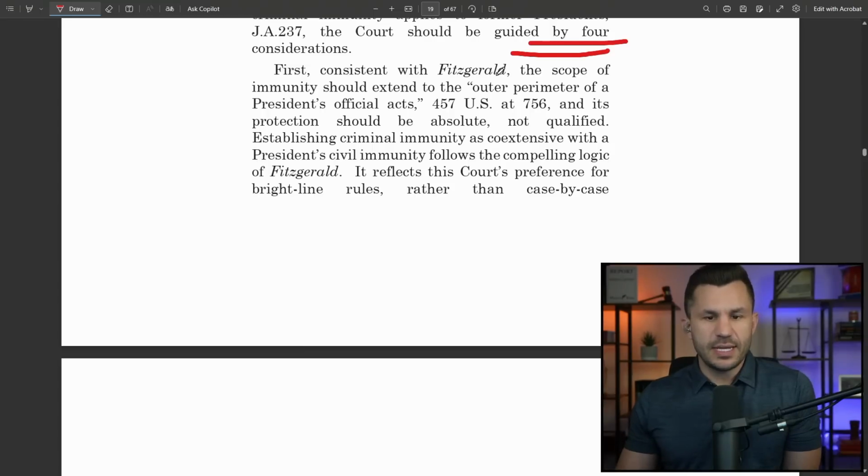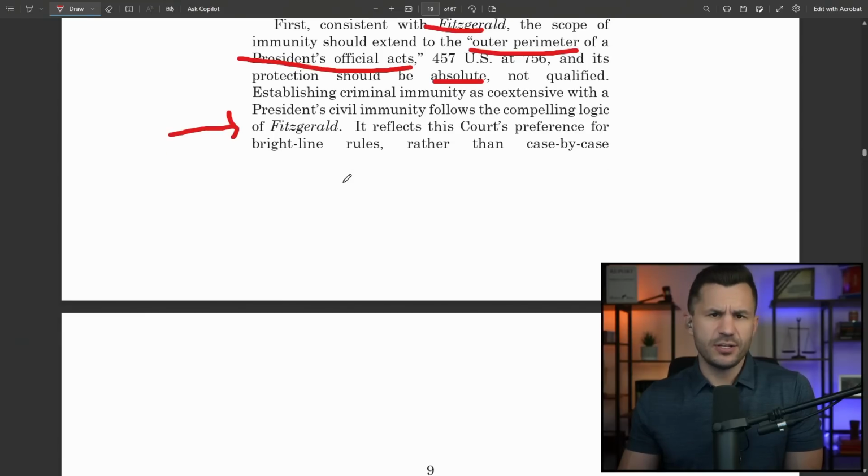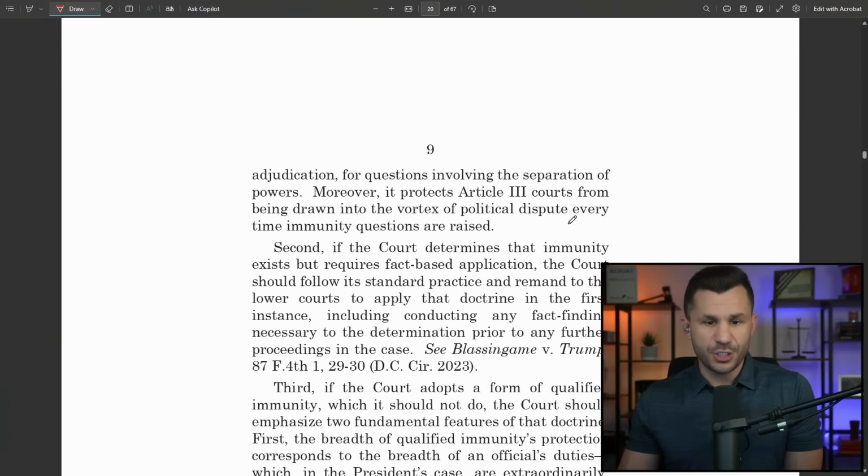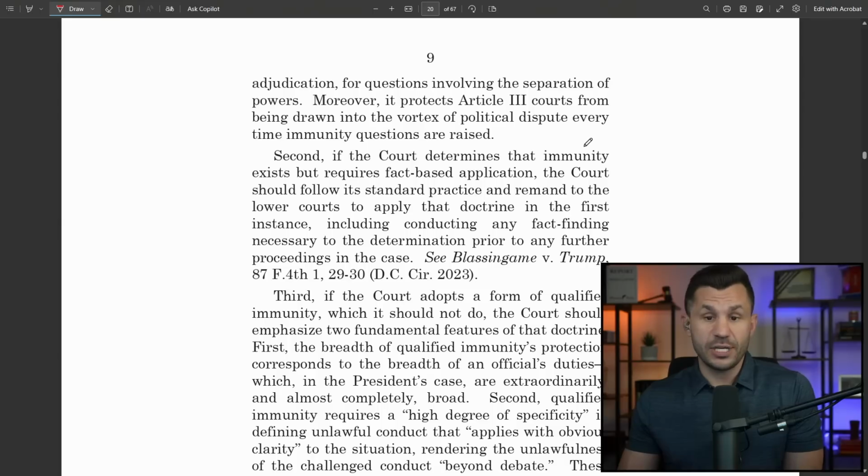First, this is consistent with the Nixon versus Fitzgerald case. They say the scope of immunity should extend to the quote outer perimeter of a president's official acts. That's from Nixon. And its protection should be absolute. It's not qualified. And again, in legal terms, not absolute in MSNBC terms. Establishing criminal immunity as coextensive with civil immunity follows the compelling logic of Fitzgerald. In the Nixon-Fitzgerald case, they said, yes, clearly a president needs immunity from civil claims. So if you found it was necessary then, how can you not find it's necessary now? It reflects this court's preference for bright line rules rather than case-by-case adjudication. And it also protects Article III courts from being drawn into a vortex of political disputes every single time an immunity question is raised.